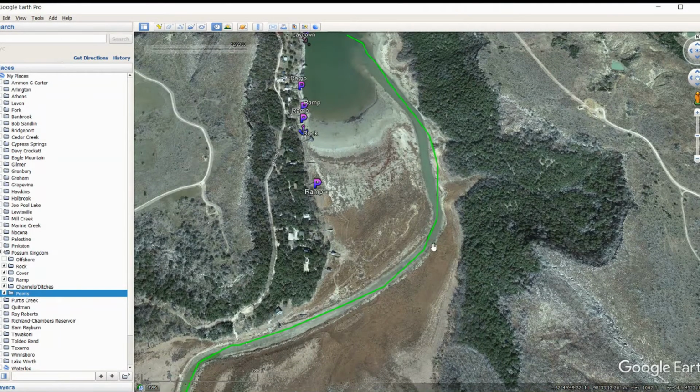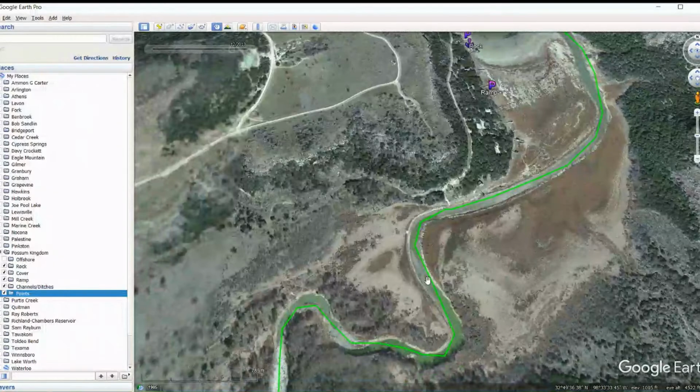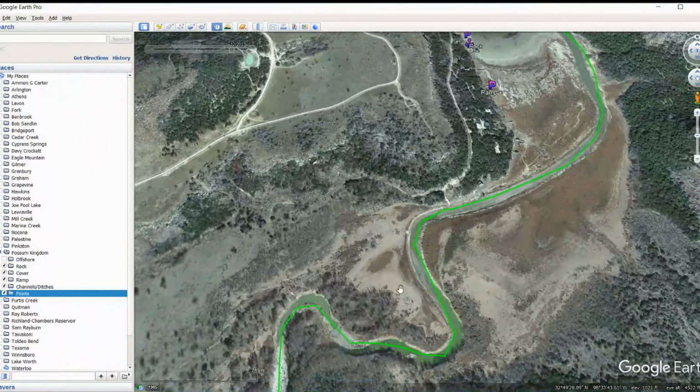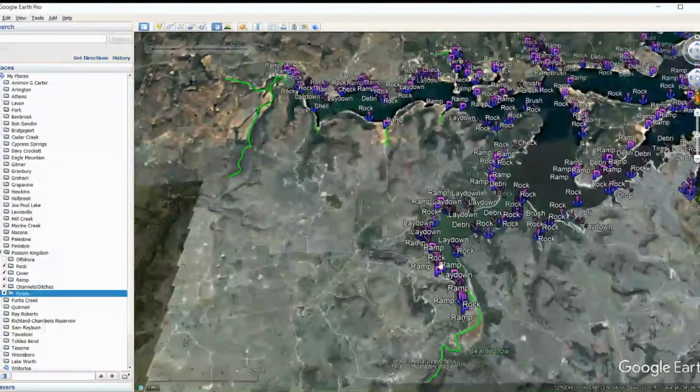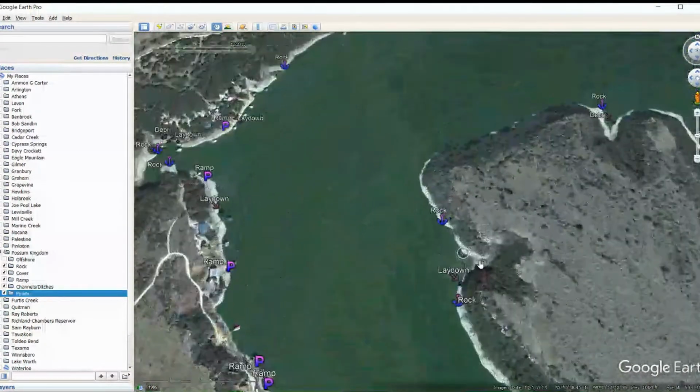So you can see here, we've got the creek channel marked for you guys. You can just follow it all the way back and see what you can find around those. So pretty good creek channel there as well. As we move further up, we're just going to look at a couple more things.